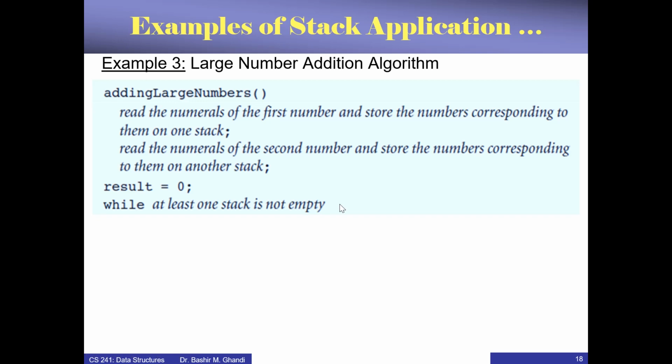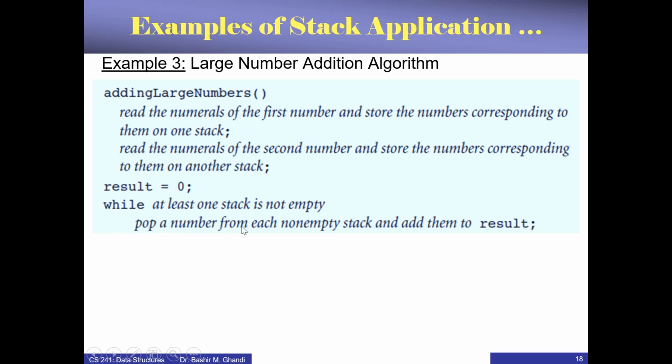You're going to pop 2 numbers from both stacks. So pop a number from each of the non-empty stacks, add them to result. Okay, result initially is 0, so just add the first number you pop from stack 1 to the result, and also add the second number to result. Okay, so you have a number in result. Now, it could be 1 digit or 2 digits.